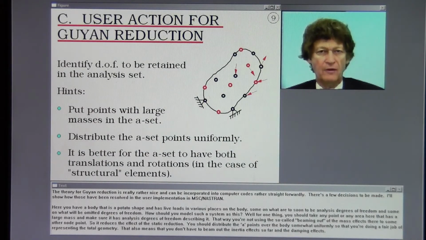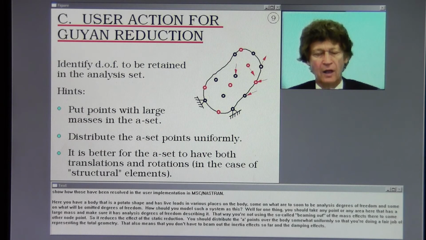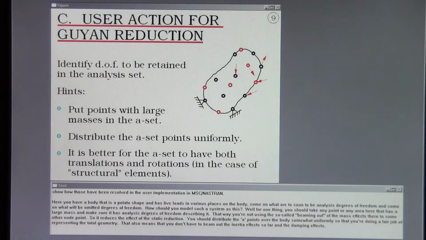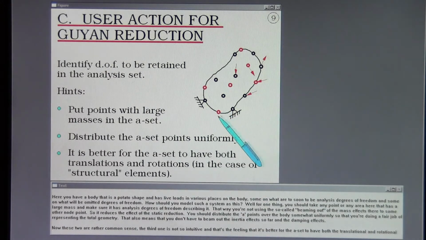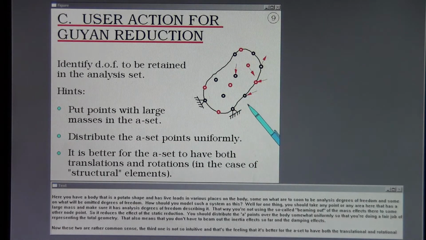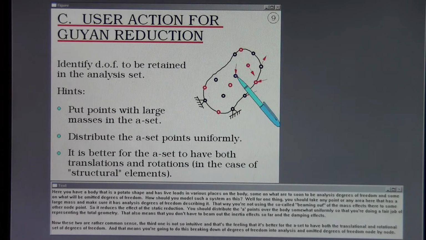The theory for Guyan reduction is really rather nice and can be incorporated into computer codes rather straightforwardly. There's a few decisions to be made. I'll show how those have been resolved in the user implementation in MSC NASTRAN. Here you have a body that is a potato shape and has live loads in various places on the body, some on what are soon to be analysis degrees of freedom and some on what will be omitted degrees of freedom. How should you model such a system as this?